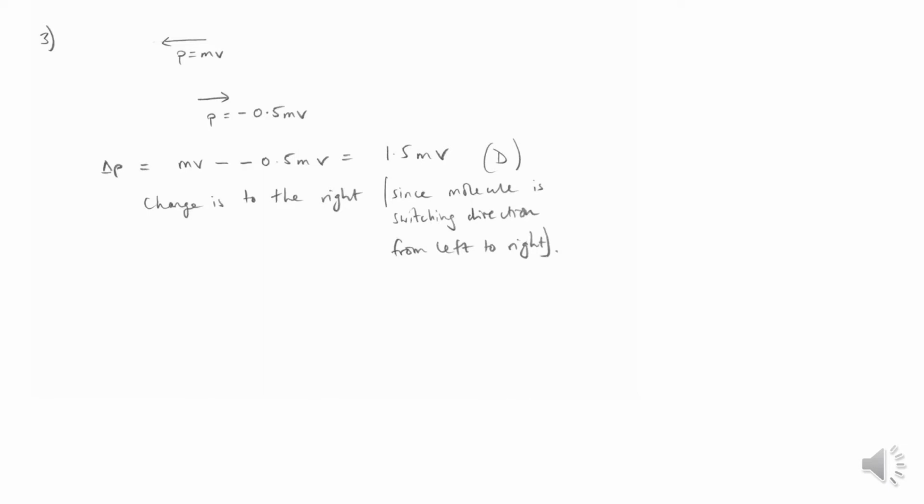The momentum question, the momentum before is mass times velocity. The momentum after is half of that, but minus half of that because it's going in the opposite direction. The change in momentum is the initial momentum minus the final momentum, so it's minus a minus, which is the same as adding. So we get a change of 1.5 mv, and because the ball, or the molecule in this case, I think it was an oxygen molecule, was going to the left, now it's going to the right, the momentum has changed direction from left to right, so it will be a change to the right, 1.5 mv.